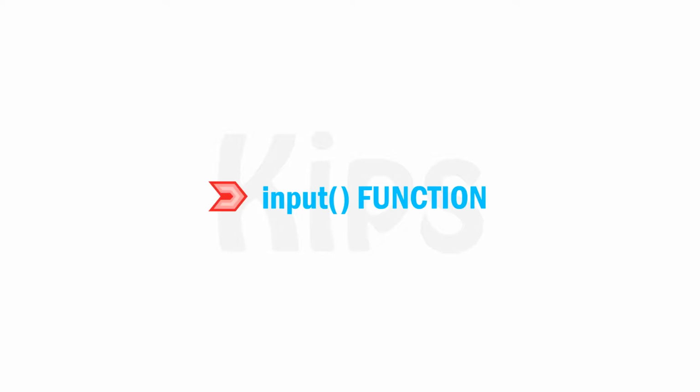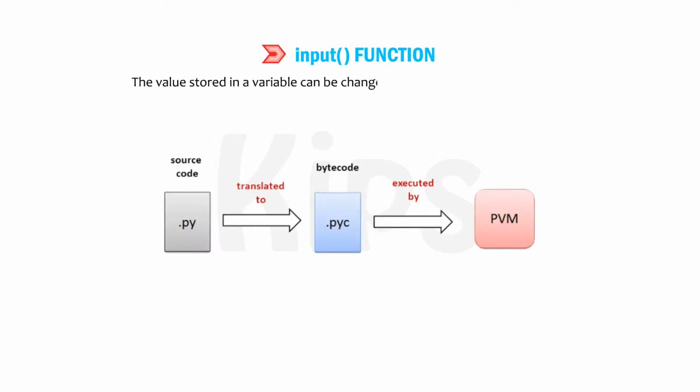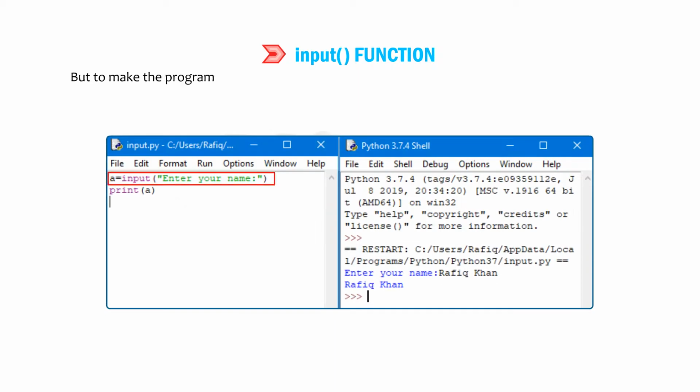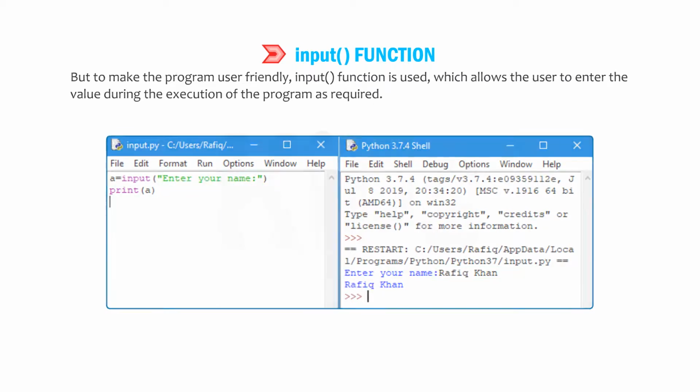Students, let us find out about input function. In the earlier part of this chapter, we have used equal to sign, which is known as an assignment operator in Python. This operator is used to store a value in a variable. The value stored in a variable can be changed during the program execution. But to make the program user-friendly, input function is used, which allows the user to enter the value during the execution of the program as required.